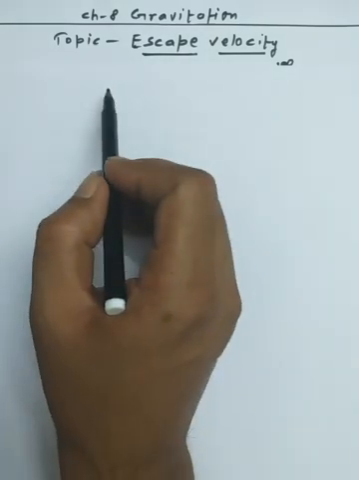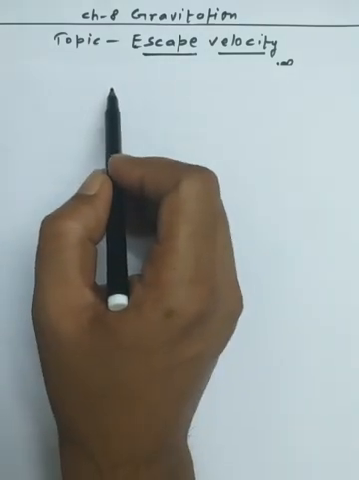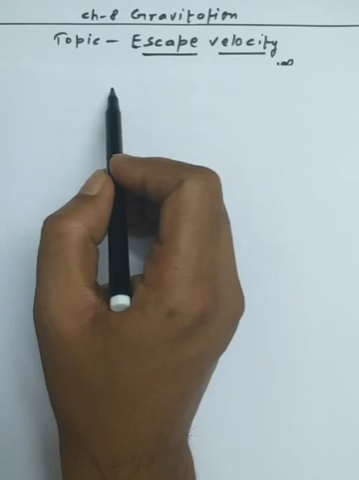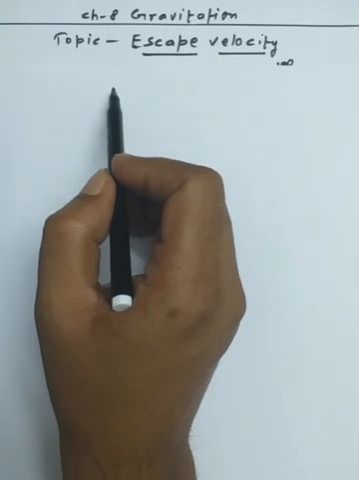Now, dear students, chapter number 8, Gravitation, and today we have the topic escape velocity. To understand the concept of escape velocity, first we are just throwing an object in a vertical upward direction, and we can see if the velocity is not sufficient, it is possible that it can fall back towards the surface of the earth.